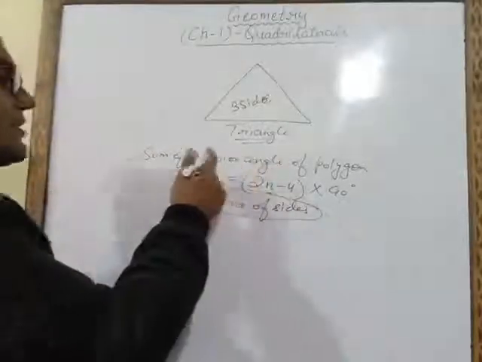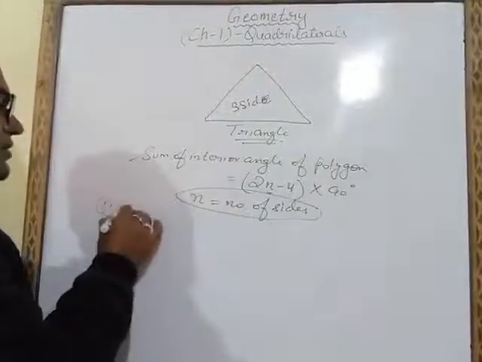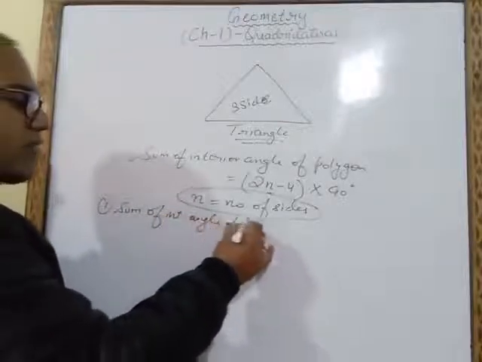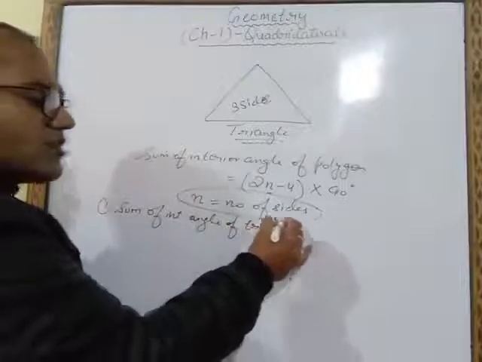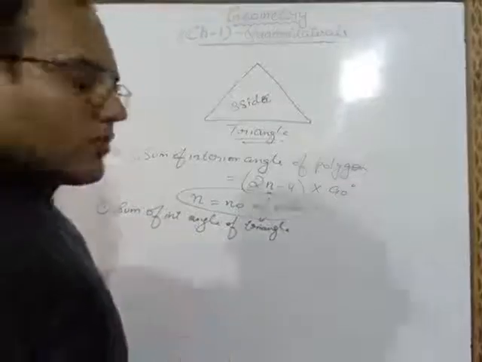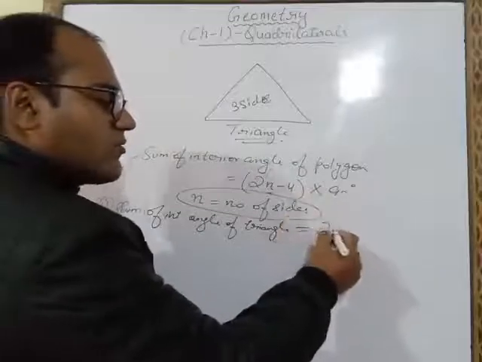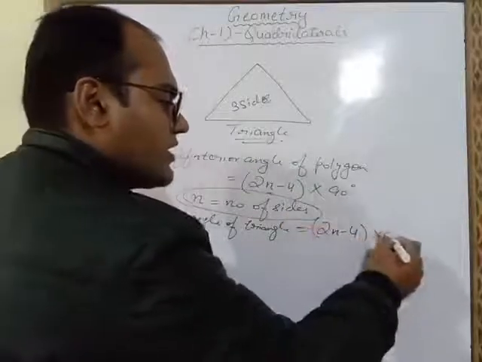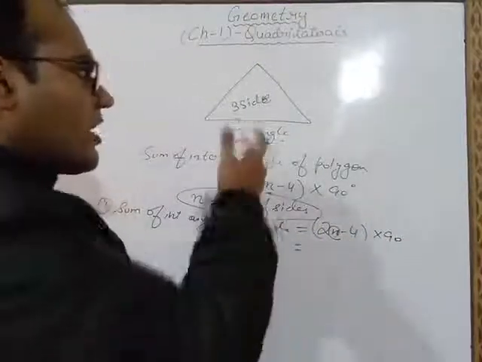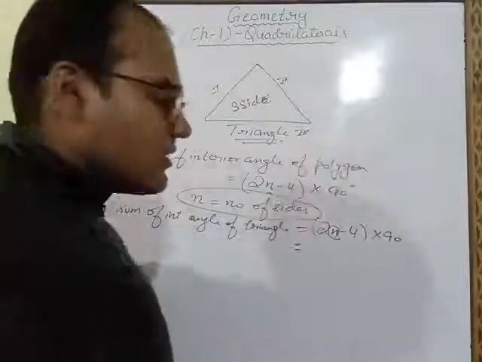So if we find the sum of interior angles of a triangle, a triangle is also a polygon. Why is it a polygon? Because it is a closed figure with three sides. Now in order to find the sum of interior angles of a triangle, we will use the formula of a polygon: sum of interior angles is (2n minus 4) into 90. Here we put the value of n. n means the number of sides. In a triangle, how many sides are there? First, second and third. Three sides. That's why we put 3 here.